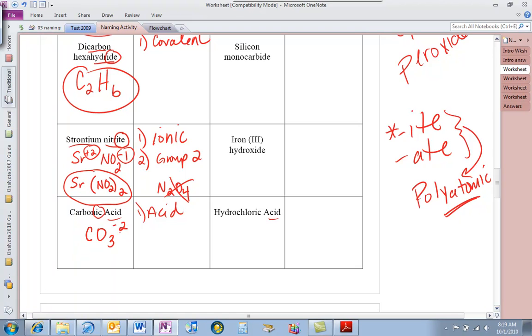And what's the thing that's missing? What always goes in front? H. What's the charge on hydrogen? +1. So if we go to build this, what will it look like? CO3.